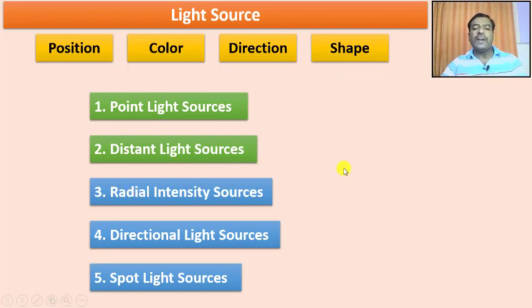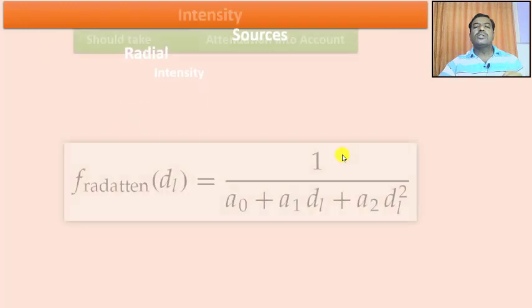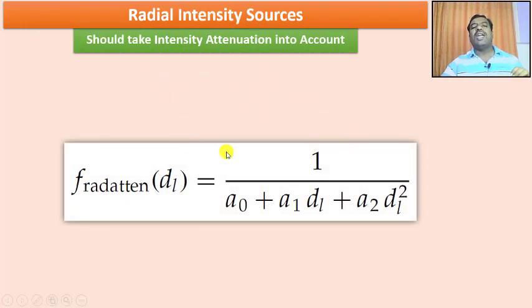And if I talk about a radial intensity source, now whenever any light energy is incident on an object, the object which is closer should be brighter than the object which is far from the light source. Hence, we should talk about the intensity of these light sources. That is what we call the intensity attenuation, which we now need to take into account. Hence, we call this the radial intensity source.